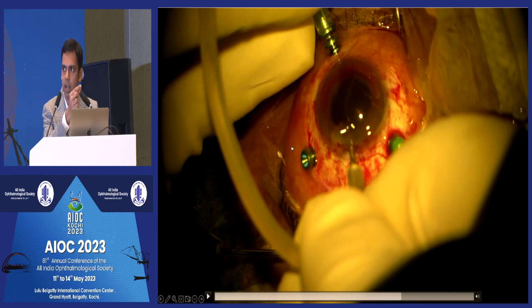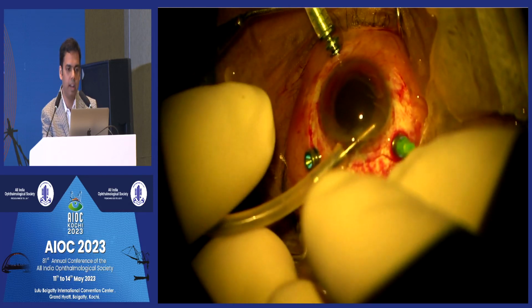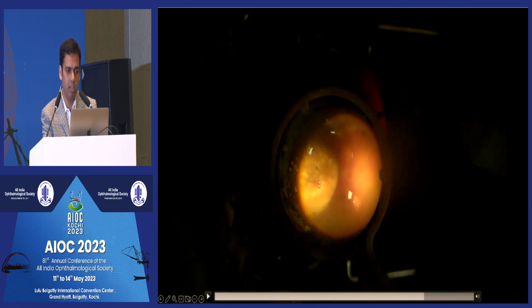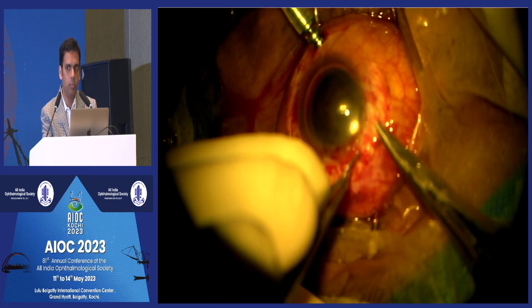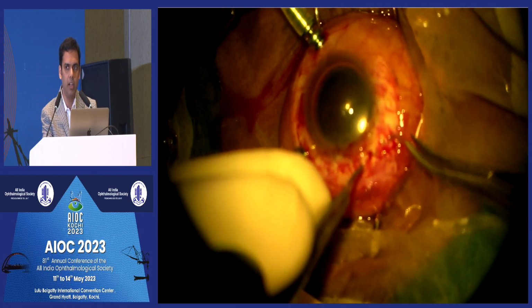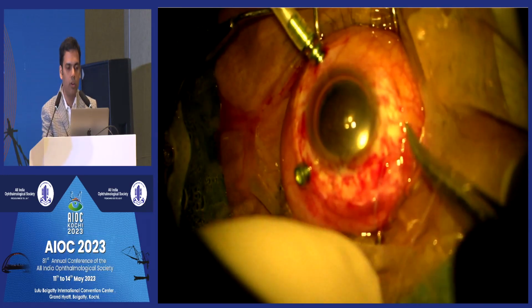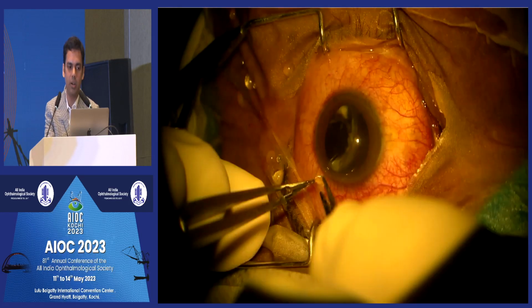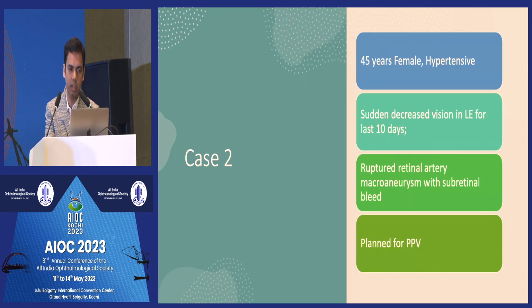Immediately there was another line, so I introduced an AC maintainer through the superior port. But due to the acute hypotony that had already happened during the finishing of the infusion line, you can see the amount of choroidal detachment. As we had to defer the SFIL in this setting, we closed after partial fluid air exchange and sutured the scleral ports. Fortunately, the patient did recover well with conservative management with oral steroids, topical steroid, and cycloplegics, and the ultimate visual acuity regained was 20/30.